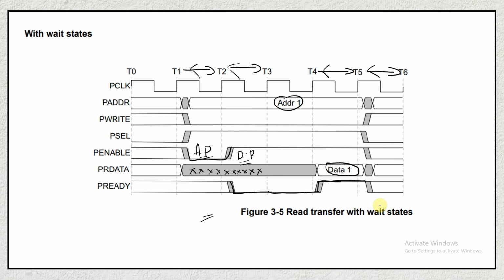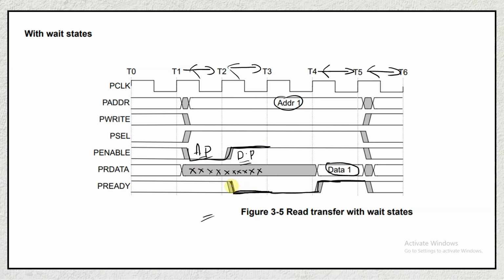Let me explain one more time. In the T1 to T2 clock cycle, the master is going to perform an address phase. Whenever your PENABLE is equal to 0, that means it is an address phase, and we are not going to get any data from the slave during the address phase. In the data phase, your PENABLE is equal to 1, that is, a data phase has been started, but your PREADY is equal to 0.